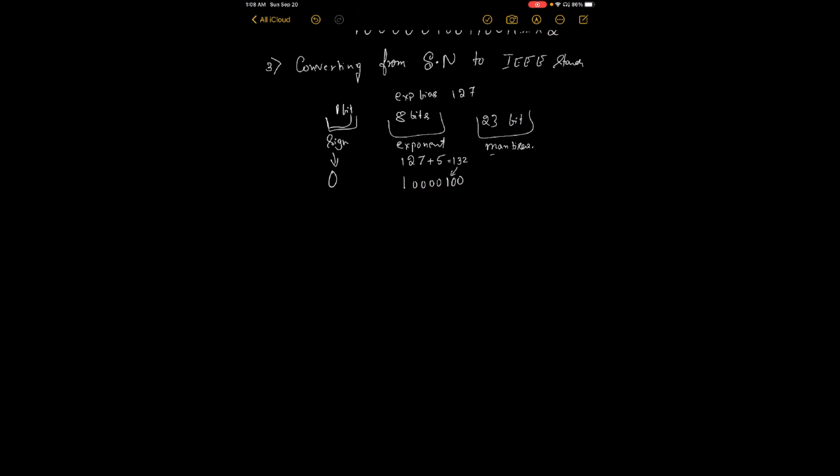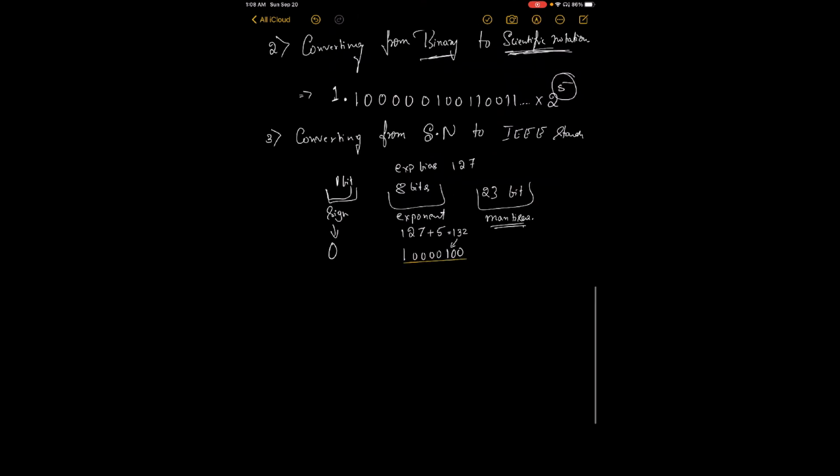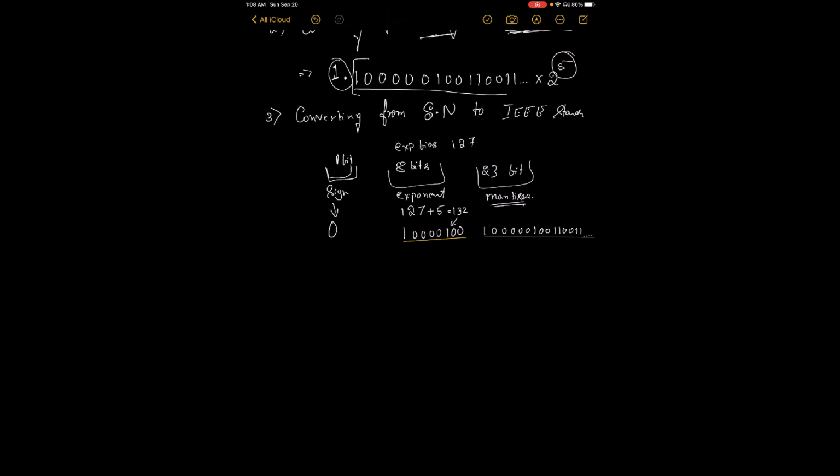The next one is the mantissa. Mantissa is nothing but the remaining part, which, as you can see here, starts from there. So this we have to ignore, we have to consider from here. So it will be 100000100110011, and basically it repeats, right? So just put dots.